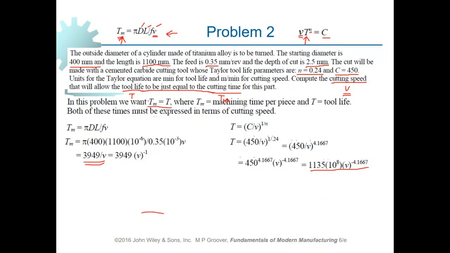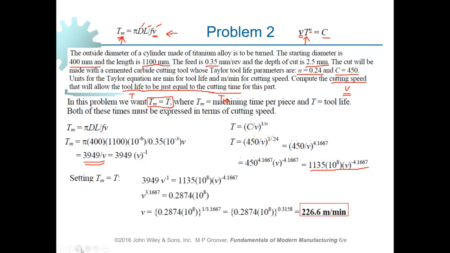Okay. On the other hand, we know that TM is equal to T. This was given in the statement of the problem. So we can equate these two equations with one another and compute the value of the only unknown parameter V. And that's what we do. If we consider TM to be equal to T, then we can equate the two equations that we have just developed, this one and that one. Now we end up in a single equation and only one unknown parameter, and that is the cutting speed.